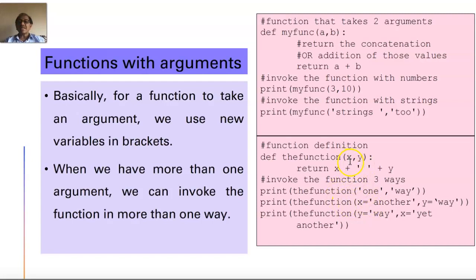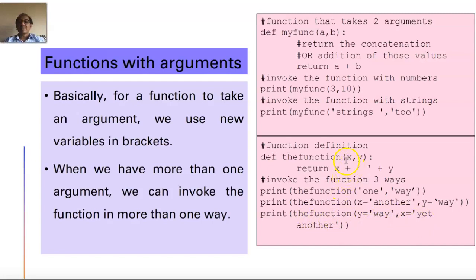Or we can even take the argument name and assign a value to it. So x is the argument, that is given a value "another", and y is another argument, and the value given to it is "way". So we can say the function x is equal to another, y equal to way. This is another way of invoking the function. There's a third way. The third way is you can invoke by using the second argument first and the first argument second. Look at this, the function y equal to way, x is equal to yet another.